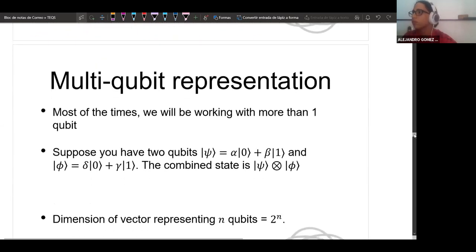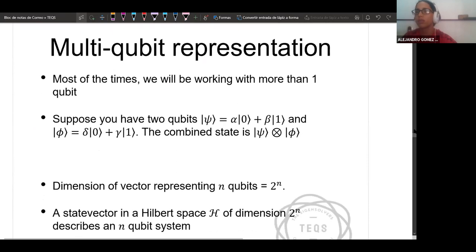Now we have seen single qubits, but most of the times we'll be working with more than one qubit. So suppose you have two qubits. The first one is the usual that we've been working with, alpha 0 plus beta 1. And let's say we have a new qubit, which we call phi equals delta 0 plus gamma 1. So the combined state is going to be written in this way.